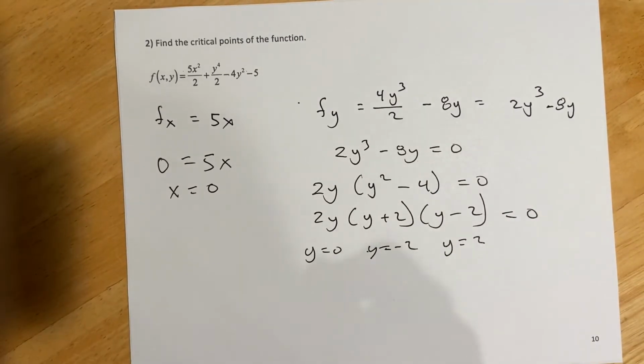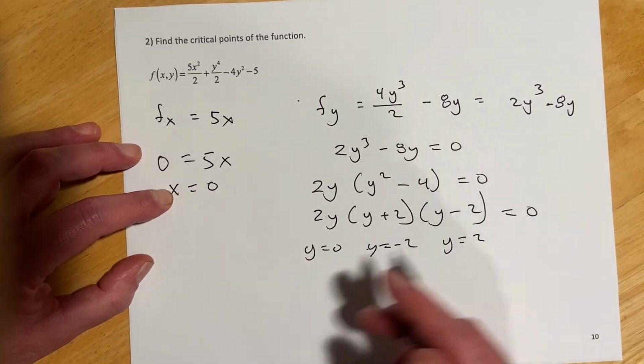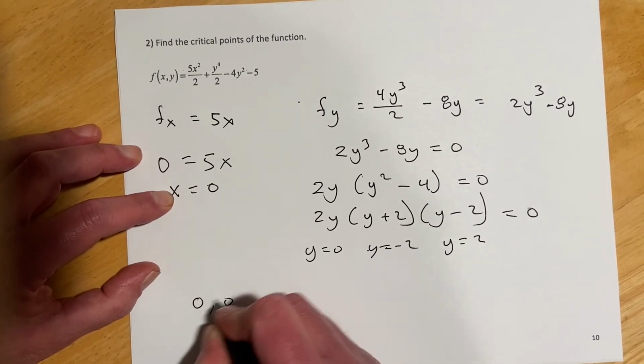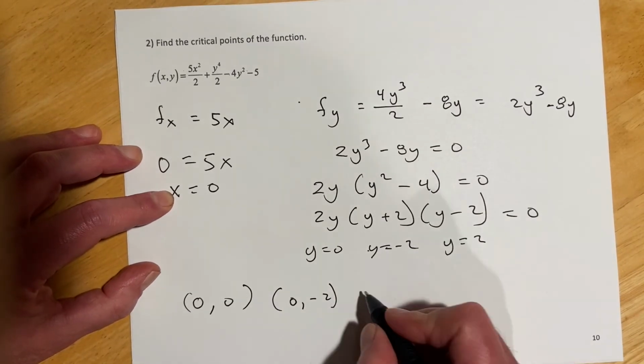So that means my critical points are going to have x's that are all zeros, and then these will be the y coordinates. So we'd have 0, 0; 0, negative 2; and 0, 2.